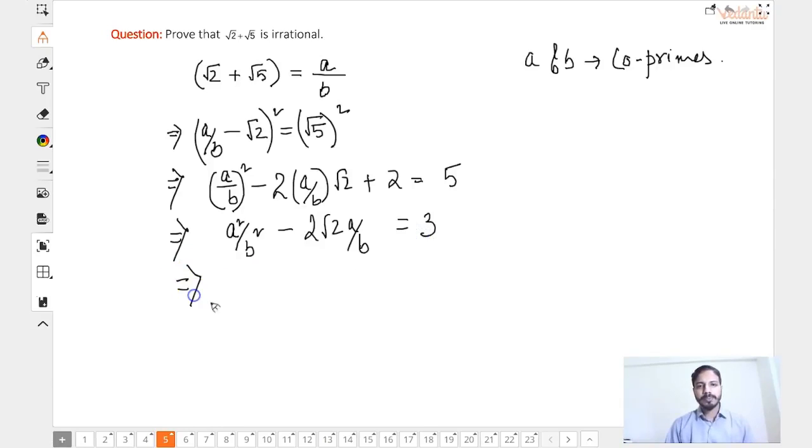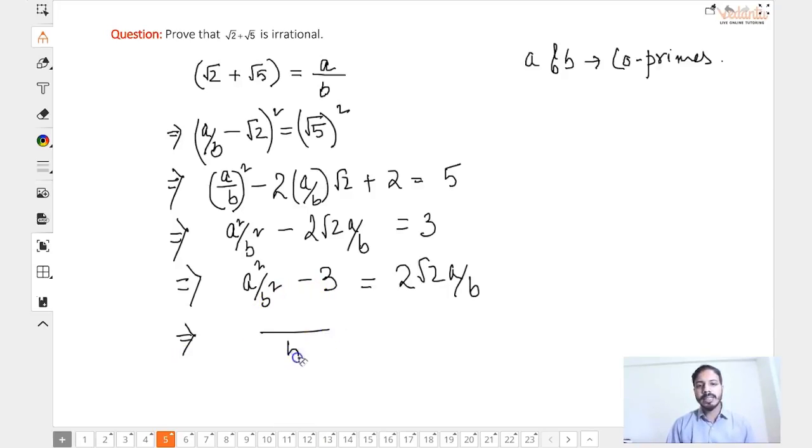Right? Now what to do? Now let me take this on the right hand side, so that we have a square by b square, and let me bring this 3 on this left hand side. So I'll have minus 3 is equal to 2 root 2 a by b. Right? Now let me try to write this in ratios.